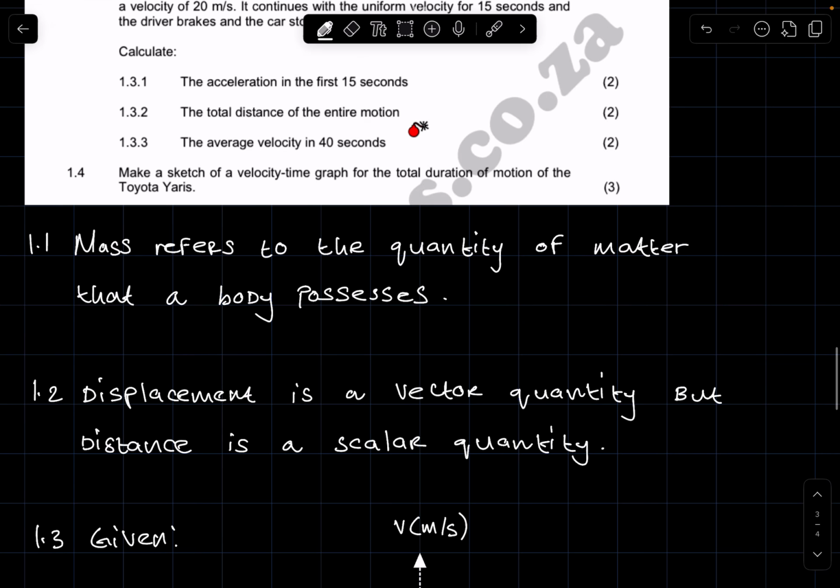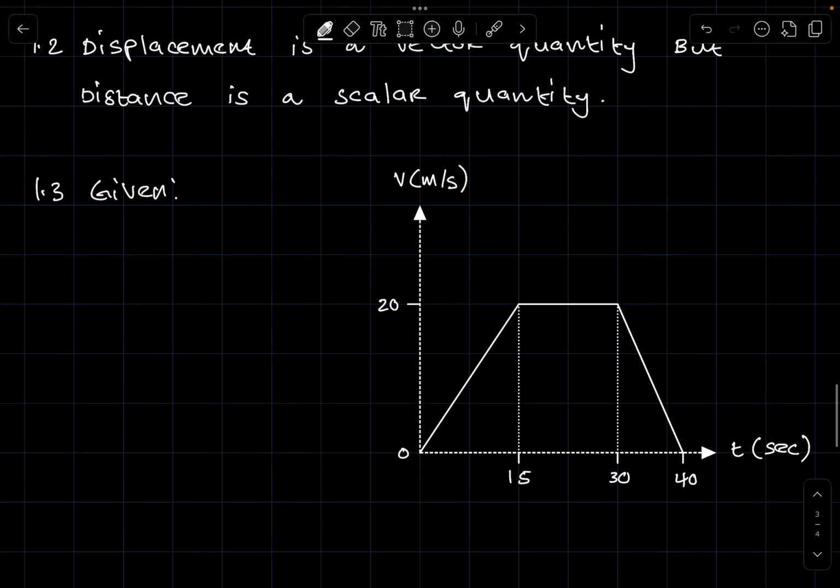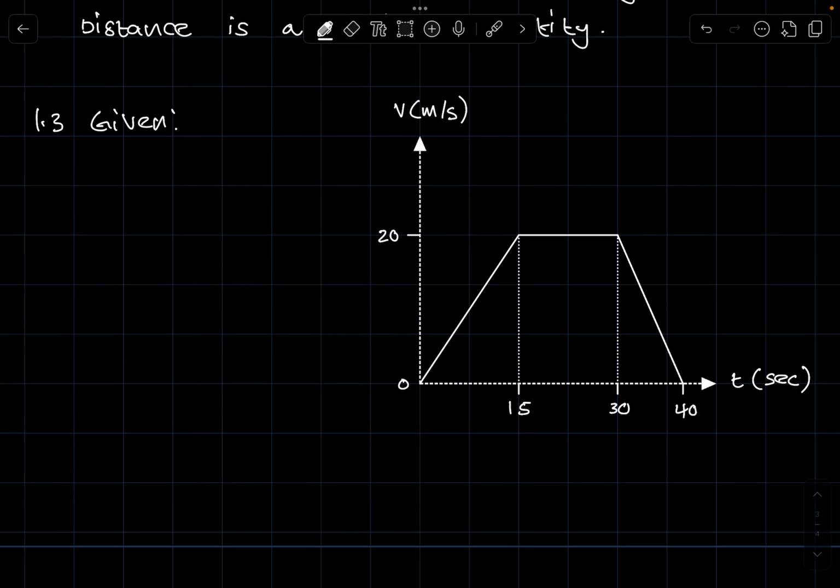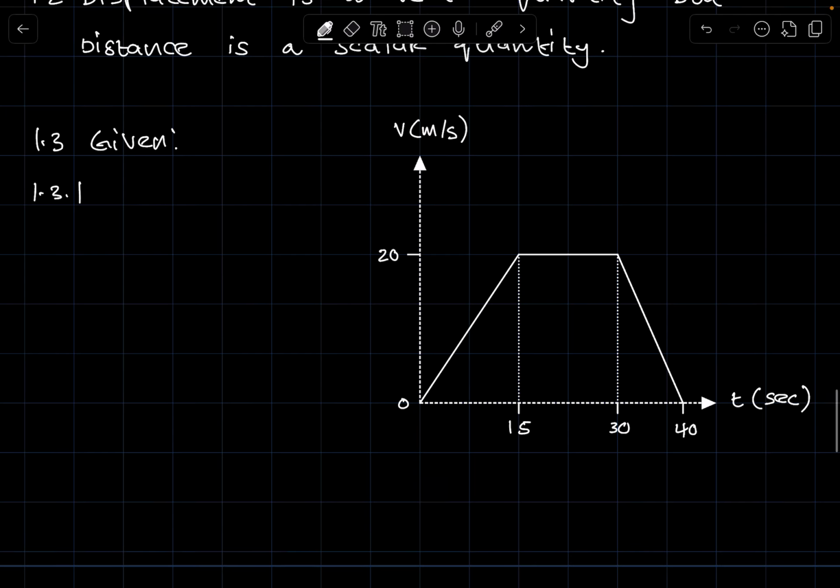1.3.1: calculate the acceleration in the first 15 seconds. In the first 15 seconds, this is what they are referring to. They want us to calculate this acceleration here. All right, now what is the acceleration there?